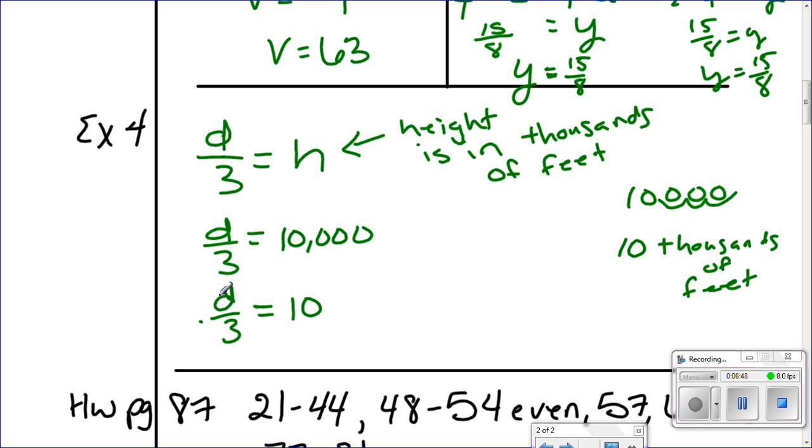Since we're dividing by 3, we're going to multiply by 3 on both sides, and we get d is equal to 30. 30 what? What are we talking about here? It asked, let's see, solve an equation to find the distance at which the pilot should begin descending. So d was in miles. So we should start descending 30 miles from our destination.